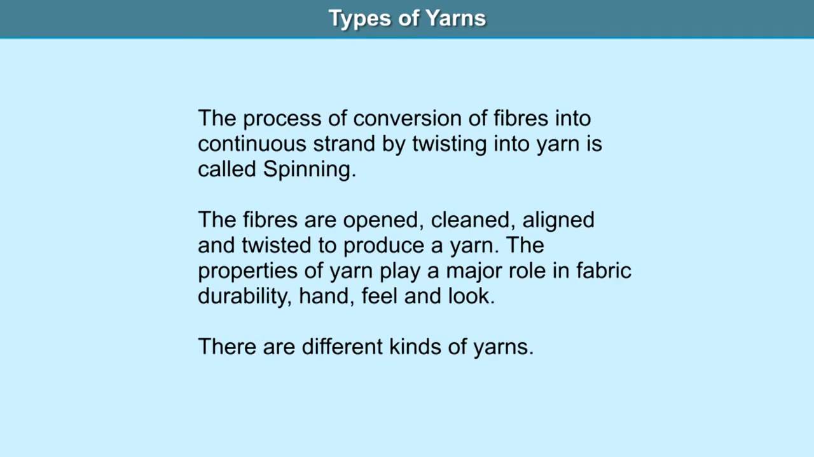Yarns. The process of conversion of fibers into continuous strands of yarn is called spinning. The fibers are opened, cleaned, aligned and twisted to produce a yarn. The properties of yarn play a major role in fabric durability, hand, feel and look. Yarns are classified according to their fiber length.